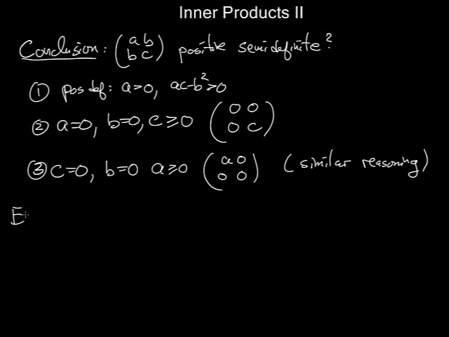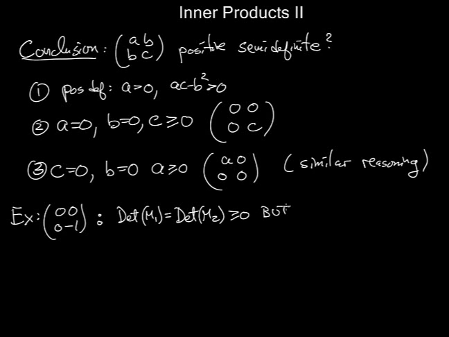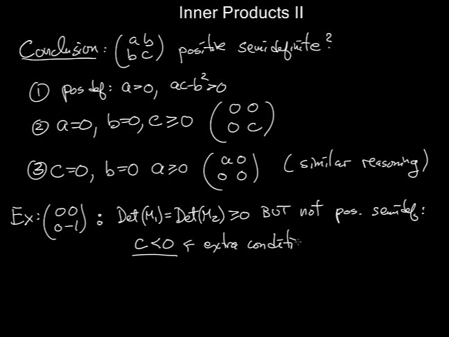And in particular, there's the following telling example, 0, 0, 0, minus 1. Notice that the determinants of all the mi's are greater than or equal to 0. You have a 0 in the upper left-hand corner, and the determinant of the whole thing is 0. But it's not positive semi-definite. So it's definitely not enough just to check the mi's. You should think about this example carefully to see. It's not enough to check. We need some more information.